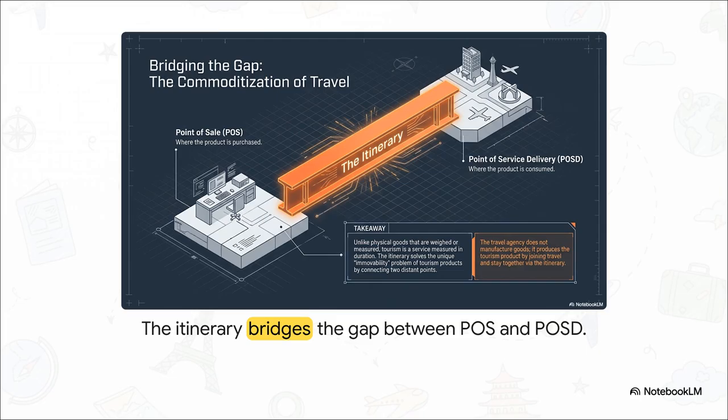Because tourism products literally cannot be put in a cardboard box and shipped via mail to the buyer, the itinerary steps up to serve as a vital bridge. It actively moves the buyer to the product. A travel agency doesn't manufacture physical goods. Instead, it produces the tourism product by engineering this exact bridge. Without it, the entire transaction just completely collapses.